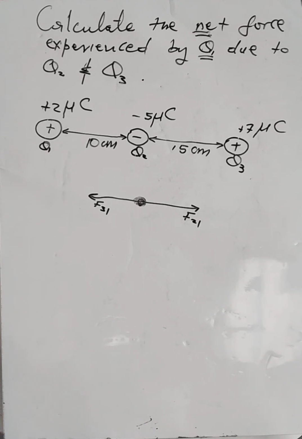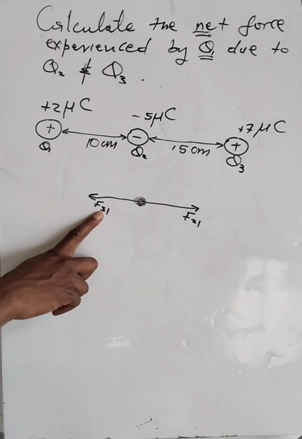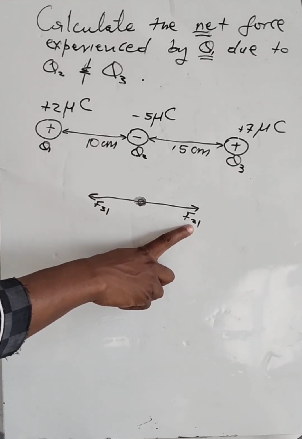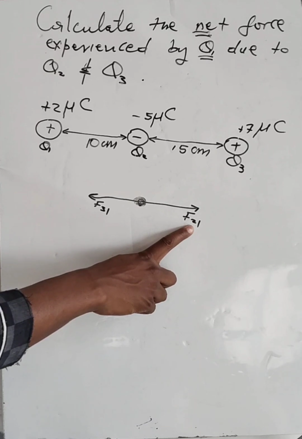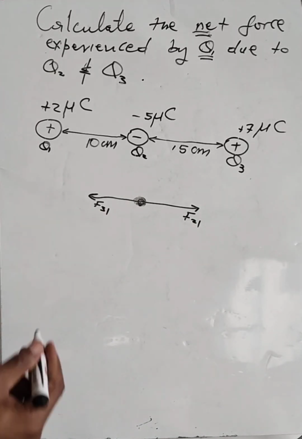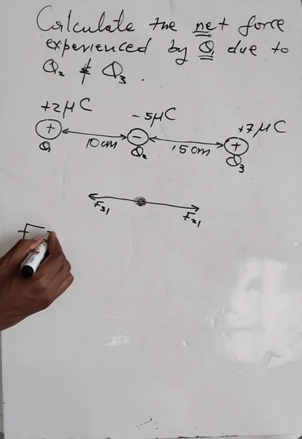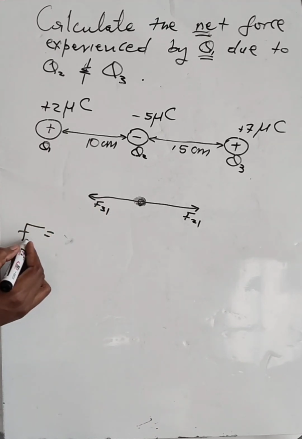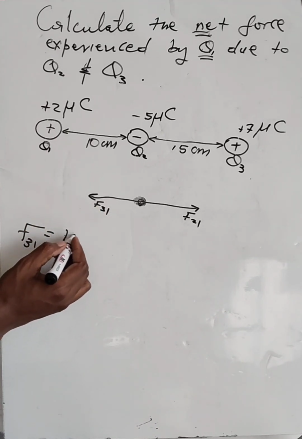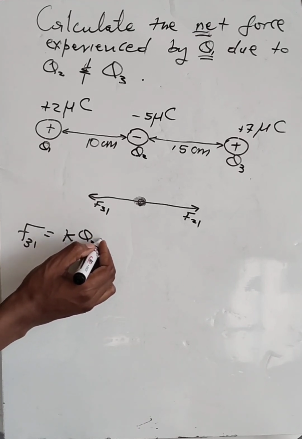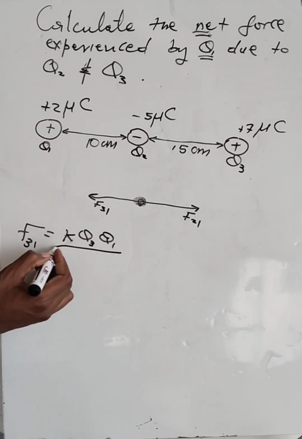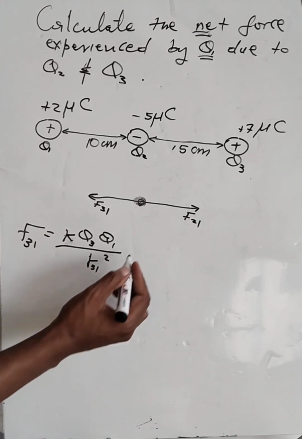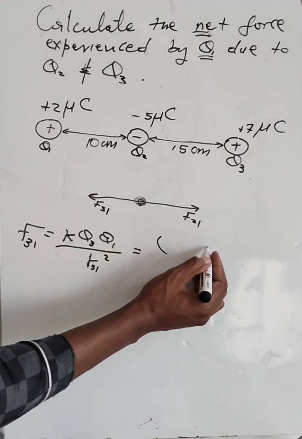The second step is to calculate each force. We are going to calculate the force between Q3 and 1, and the force between Q2 and 1. That is the second step. So the formula says F between 3 and 1 will be K times Q3 times Q1 over R squared between 3 and 1. So we are going to substitute.